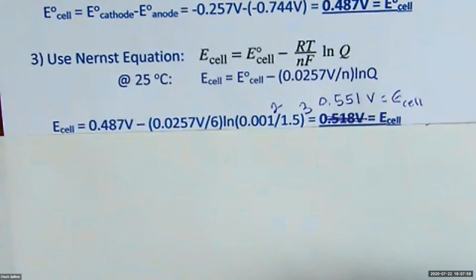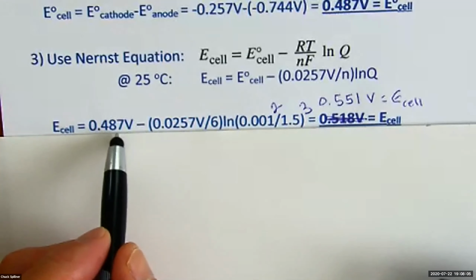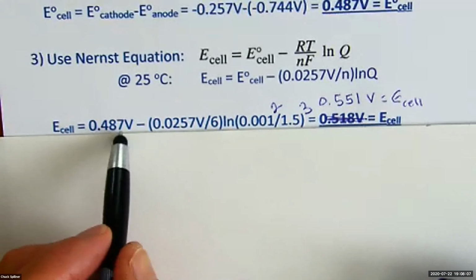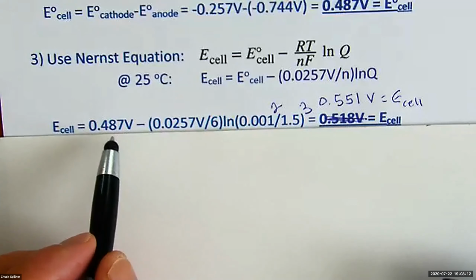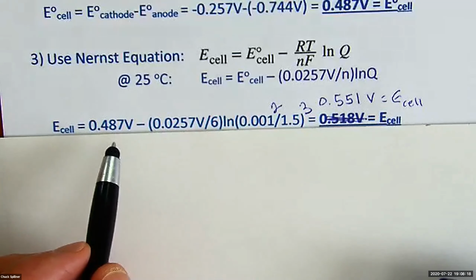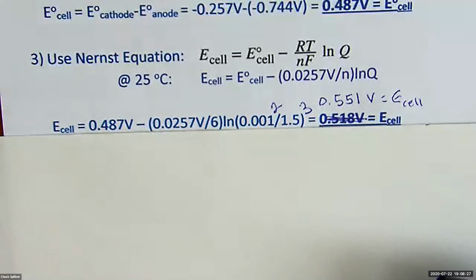So it makes sense that we have a lot of products, so the E cell is greater than the standard cell potential. Remember the standard cell potentials? All solutions, all species are 1 molar. And in this case, our nickel on the reactant side is 1.5 molar, and our chromium 3 plus on the product side was only 0.001 molar. So that's the answer there, 0.551.